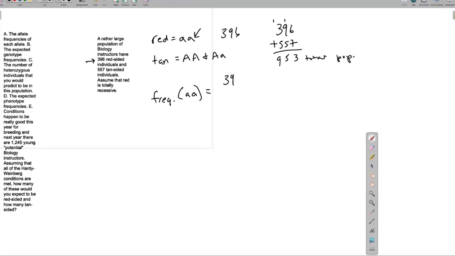So 396 of those out of 953 are red, or little a. If you divide that, you're going to get 0.46. So this is where you're doing reality instead of just the equations to begin with. Now, you can't just go and say, oh, I have 557, divide that by this, and that'll give me the frequency of big A, because remember, this is two genotypes. So what you'll have to do is use this and then use the Hardy-Weinberg equation to see what the expected is. So this is reality.